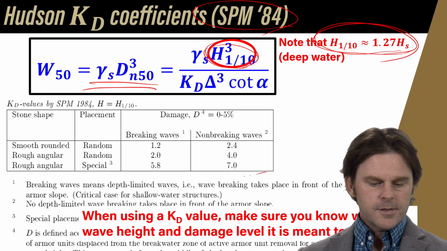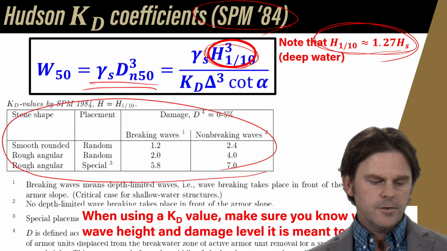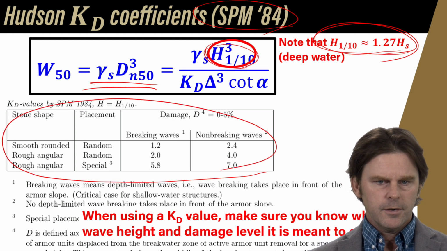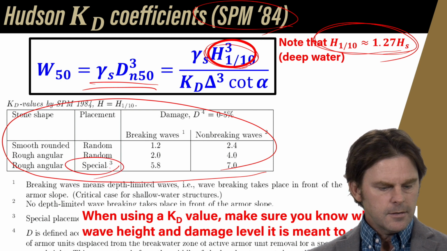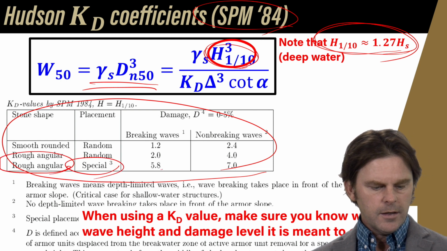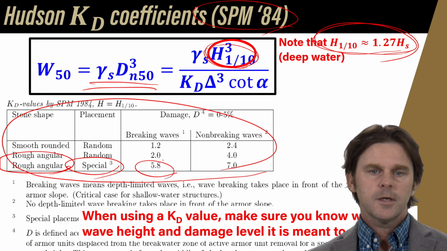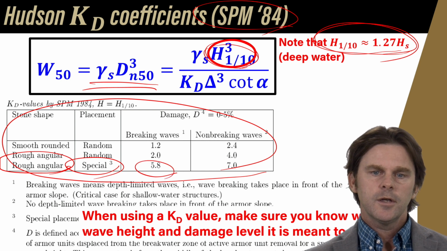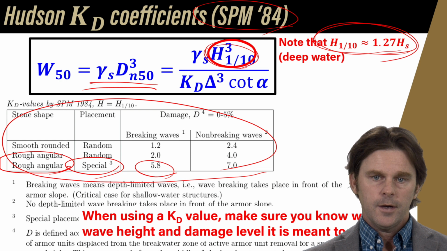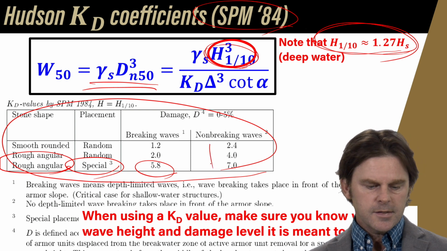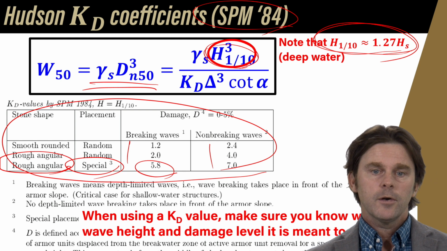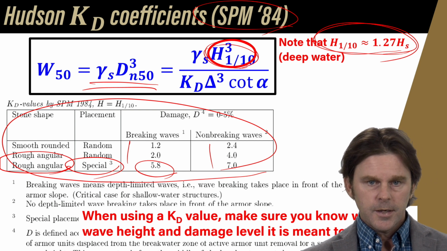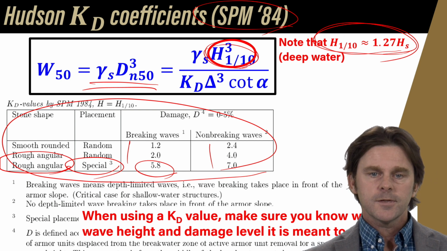Anyway, here are some KD values, and now all we need to do is figure out which one is for our particular case. I believe I said we had special placement, or if I didn't, I meant to say that. We have rough angular, we have breaking waves because we're on the foreshore curves, and so we're going to use a value of 5.8, okay? Notice that non-breaking has different values and breaking has different values. And that's why knowing whether or not the wave is breaking is important, because if it's not breaking, you can get by with smaller armor.